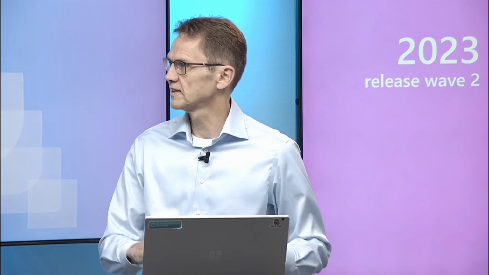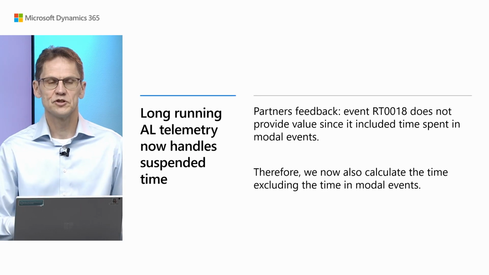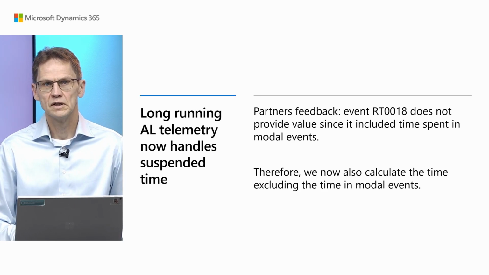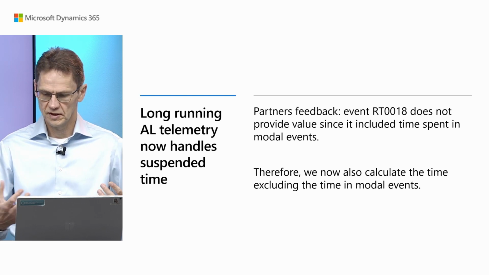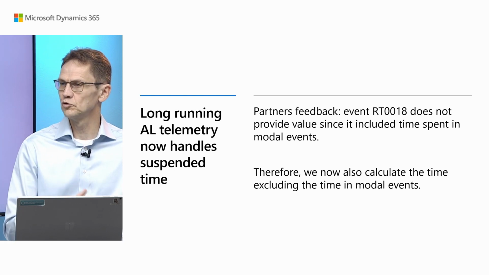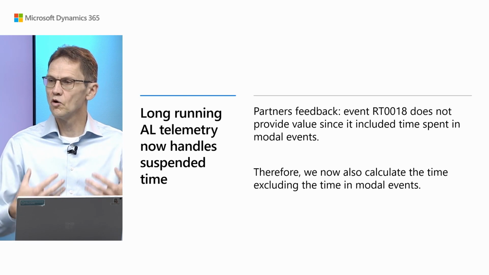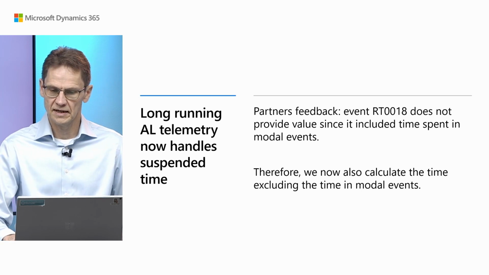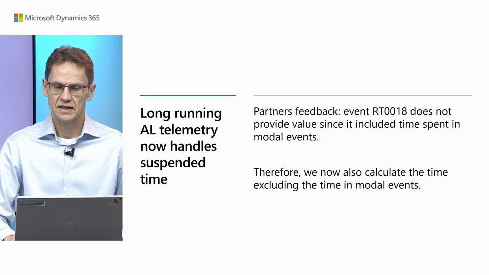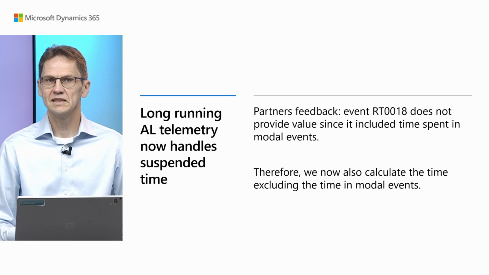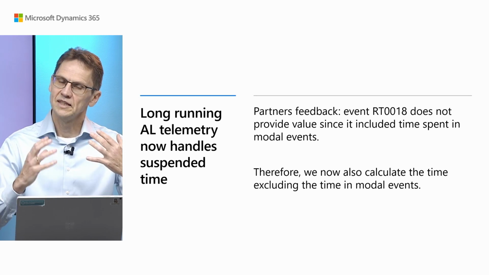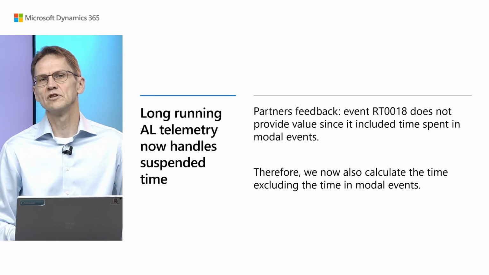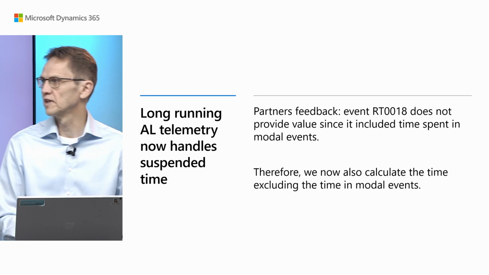All right, we also have added extra telemetry. Now, usually it's Kenny talking about telemetry, but I'm going to mention this one. The partner telemetry has previously shown long-running AL calls, but one of the challenges was that the code could be suspended due to other threads or other sessions running, or it could be waiting for user input. So what we've done now is to handle the suspended time. What you'll now see in the event is the exclusive time, which is the actual time that the method has actually been running and not just waiting to get its time to run.